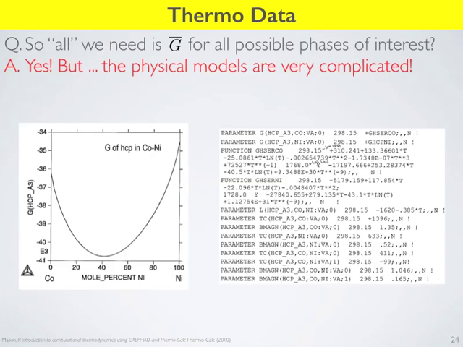So this sounds really simple. All we really need are the thermal Gibbs free energies for all the possible phases of interest. Yes, that's true. If you can draw those Gibbs curves, those Gibbs surfaces, you can do everything. That gives you all the possible information you could need.